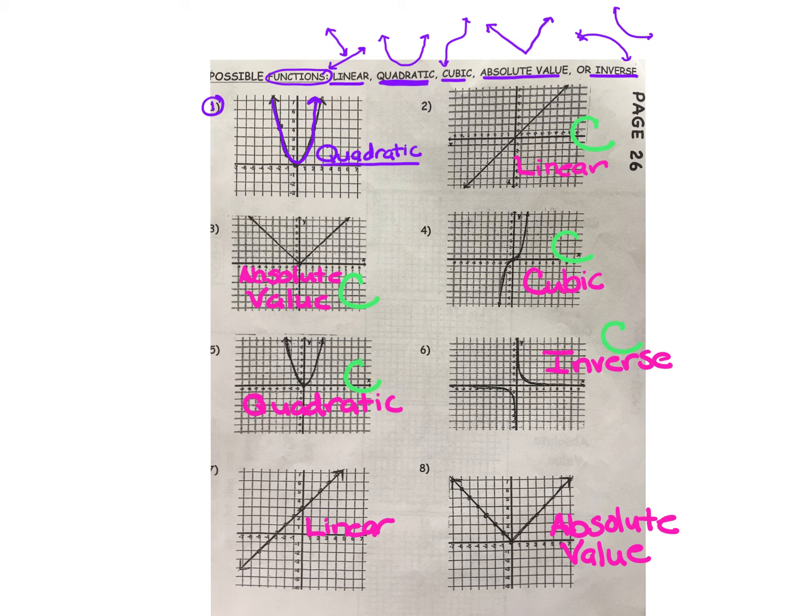Number 6 is inverse function. Number 7 is a linear function. And number 8 is an absolute value function. This concludes page 26.